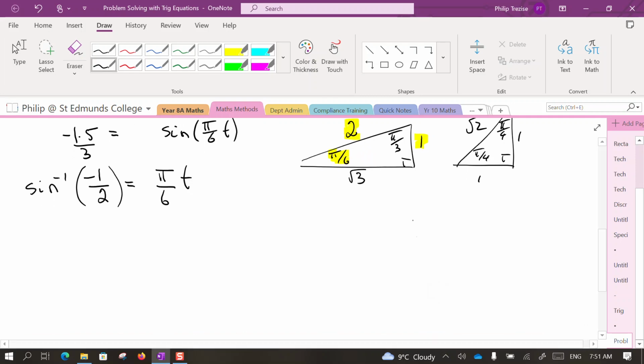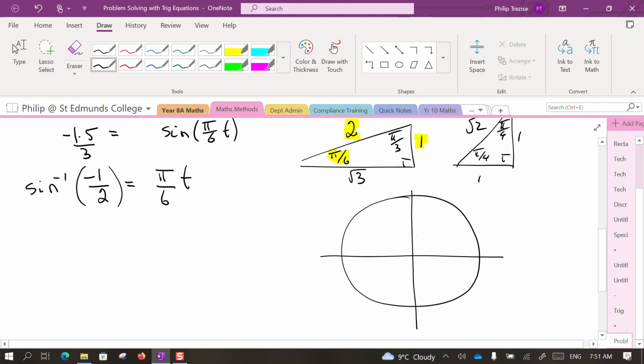Now, to deal with the negative, let's go to our unit circle. The point on the unit circle moves around from 0 to pi over 2 to pi to 3 pi over 2, and then a full cycle would be a rotation of 2 pi. As the point moves around the circle, the y-coordinate of the point equals the sine ratio. Now we have a y-coordinate or a sine ratio of negative a half. Negative a half on the y-axis is there. And that means I need a point on the circle over in that location, or alternately back in this location.